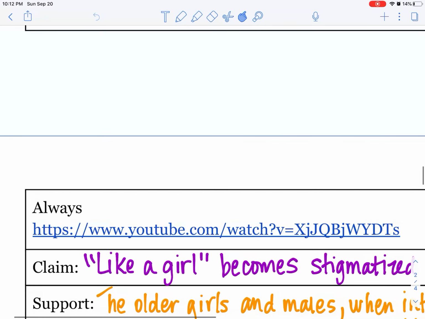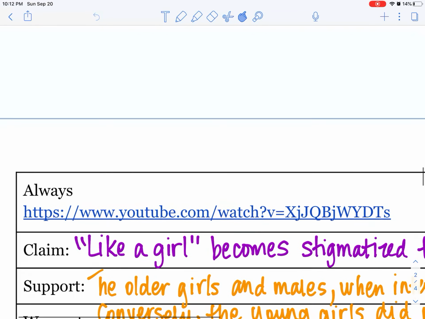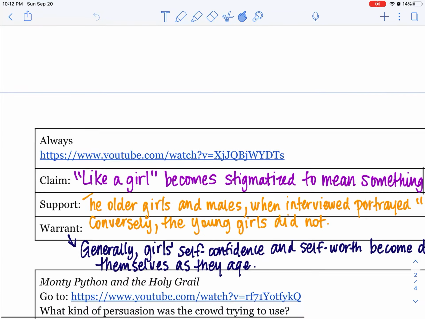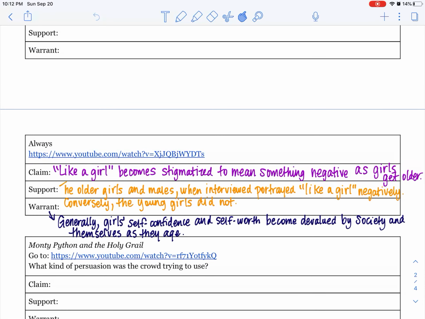If we look at it, it's saying that like a girl becomes stigmatized to mean something negative as a girl gets older. That's the claim that this Always ad campaign is making. And they want us to believe that. They want us to know that as a girl ages, they feel worse about themselves because society stigmatizes what it means to be a girl.